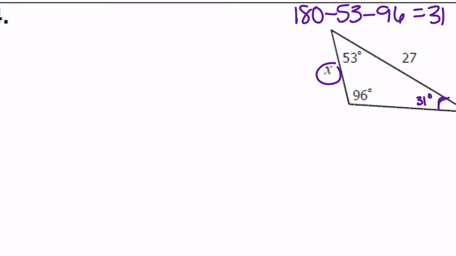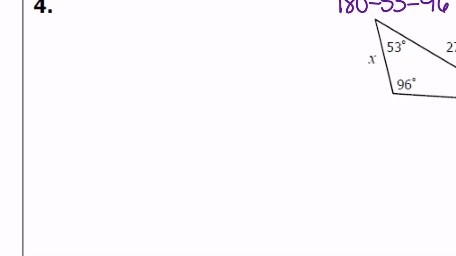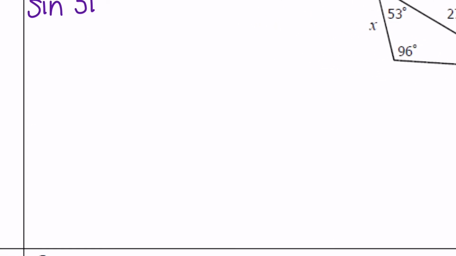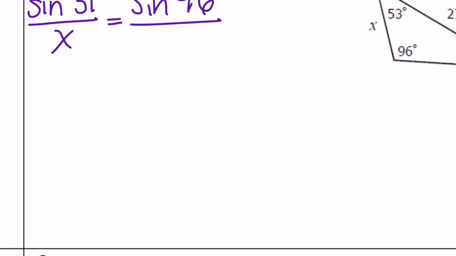Now I have my angle opposite the side I'm trying to find. Then I look, okay, this other side here is 27. That's what's given to me. And I have its opposite angle as well. So I'm going to set this up again. The sine of now 31 over x equals the sine of 96 over 27.